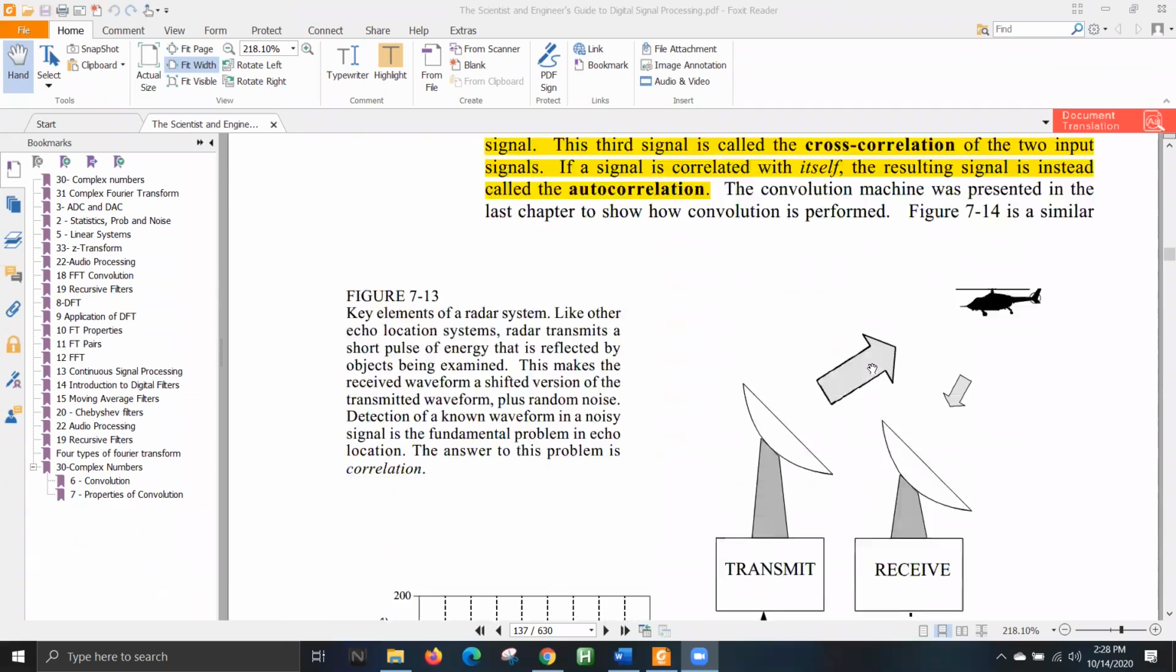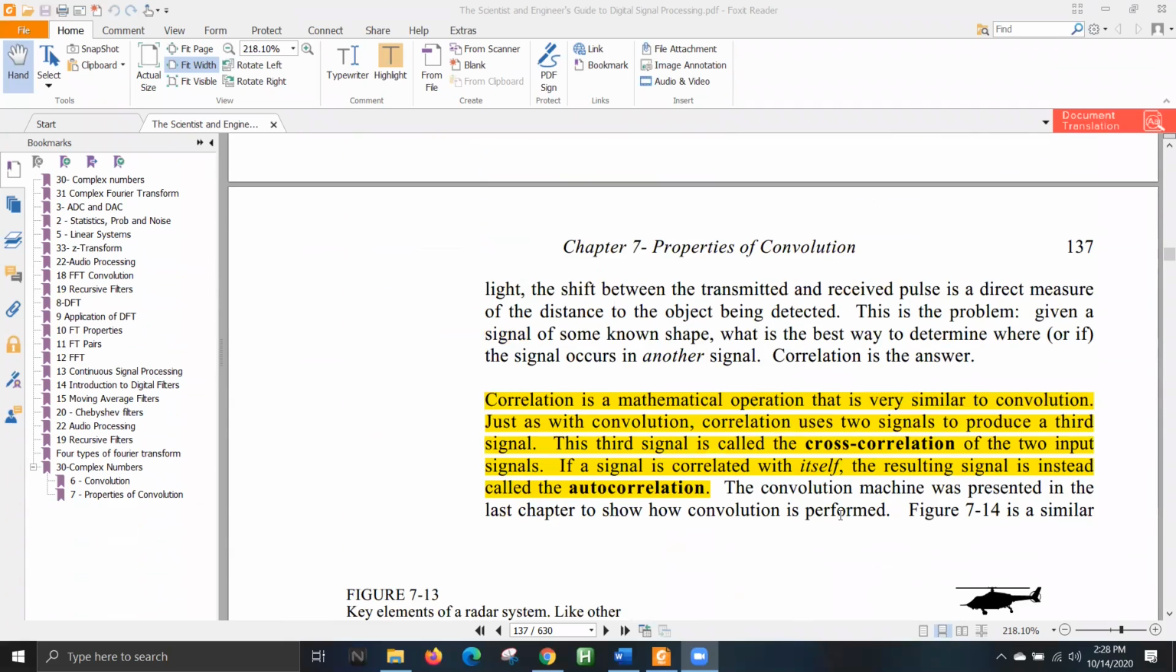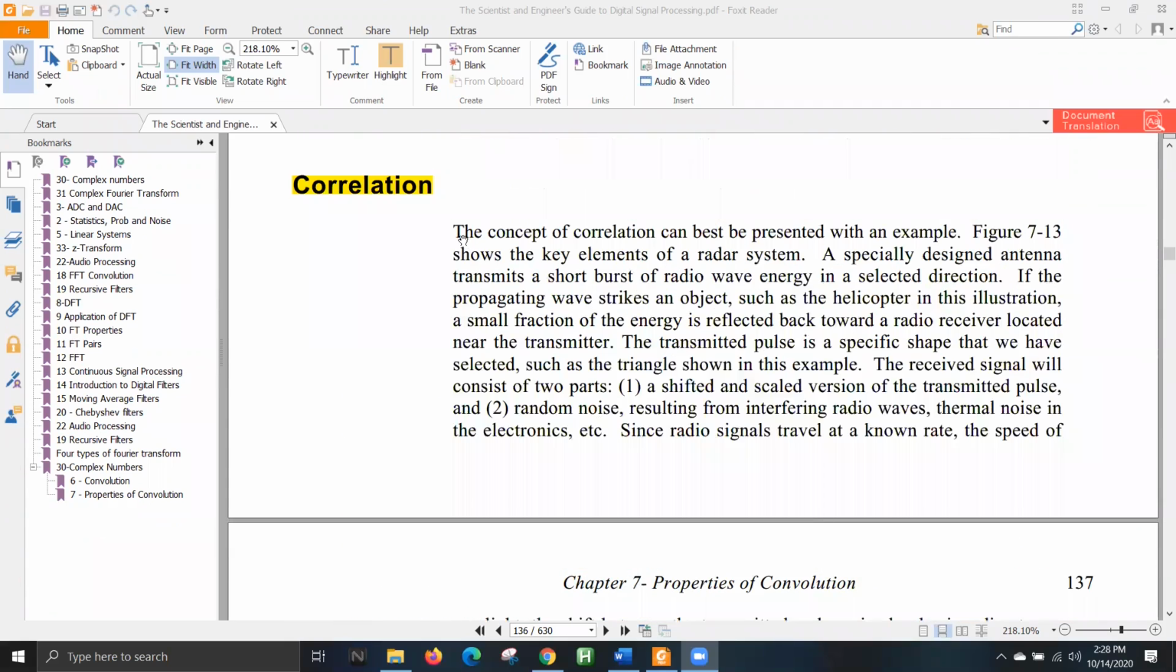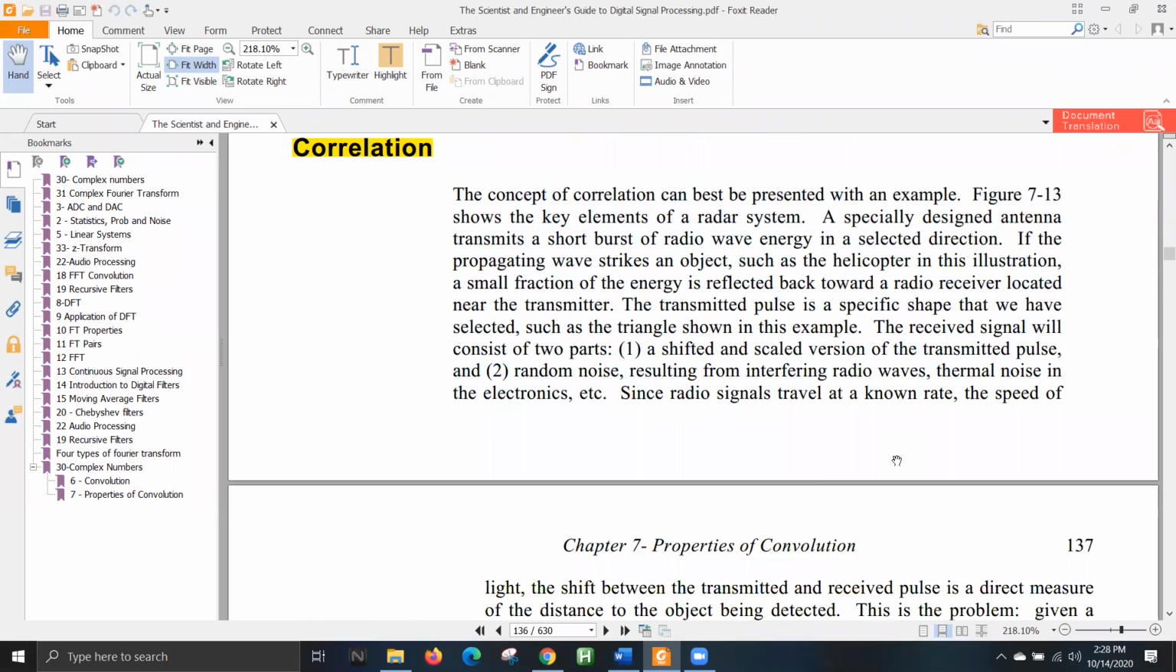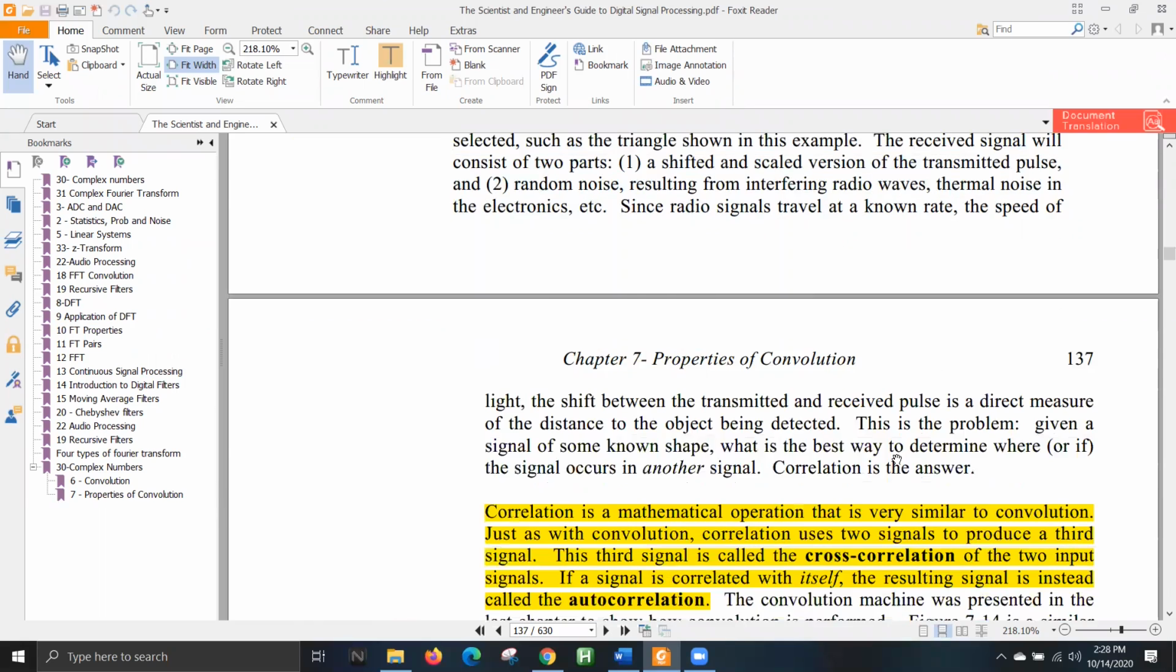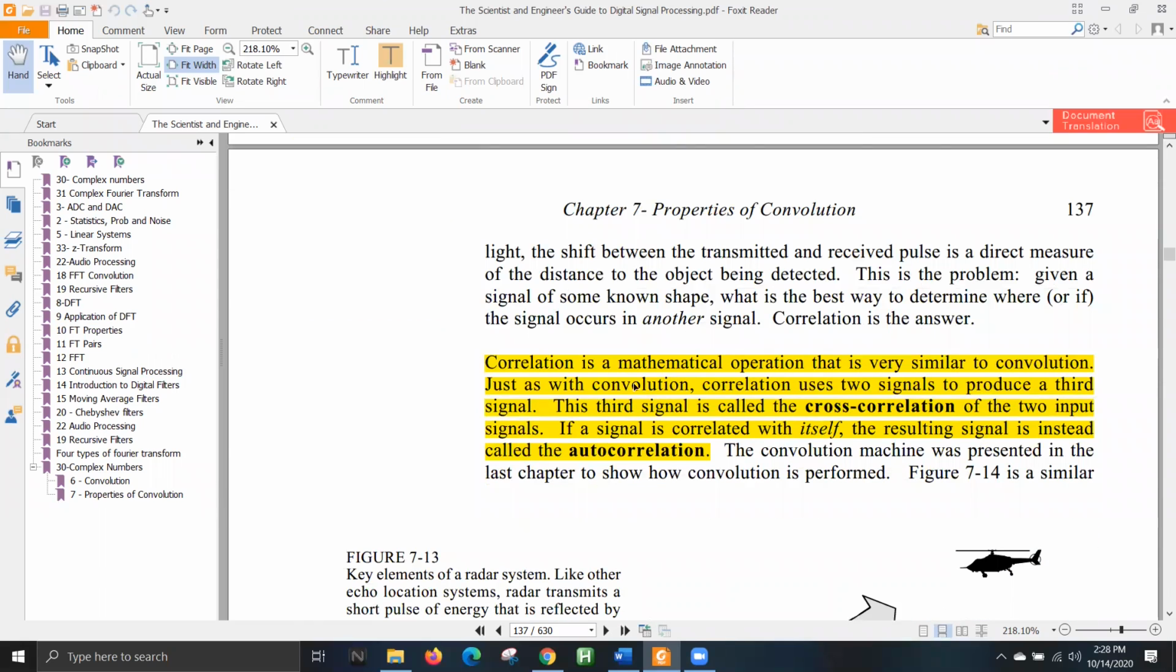So the thing is, there is an example given here, and it is actually recommended, even though I did not discuss this whole thing. It is recommended to go through this example to get a better idea of what correlation's use is. Convolution's use, we already said what it is used for. Convolution is used for getting the output of a particular system.